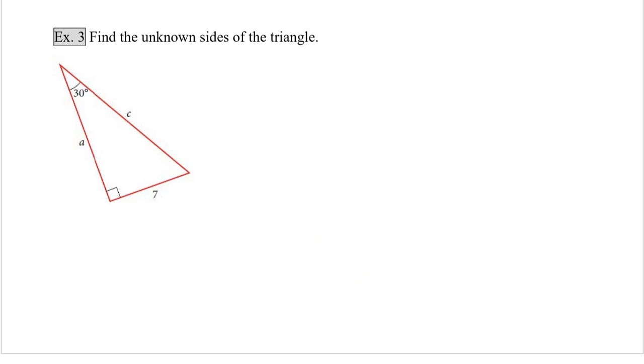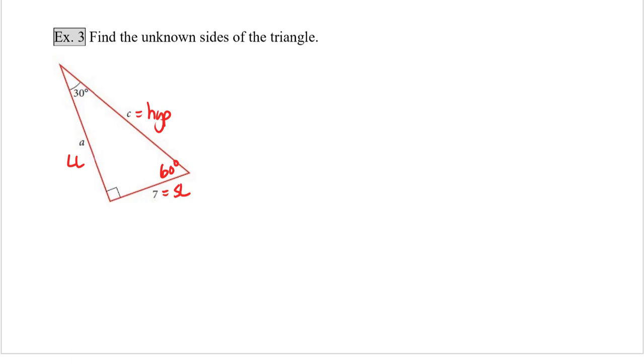Example 3, find the unknown sides of the triangle. Now we can use SOHCAHTOA to do this, but notice that one of the angles in my right triangle is a 30-degree angle, which means then that the other acute angle has got to be 60 degrees. So this is a 30, 60, 90 special right triangle. So notice that the side we've been given is the short leg. Side A is the long leg, and side C is the hypotenuse.